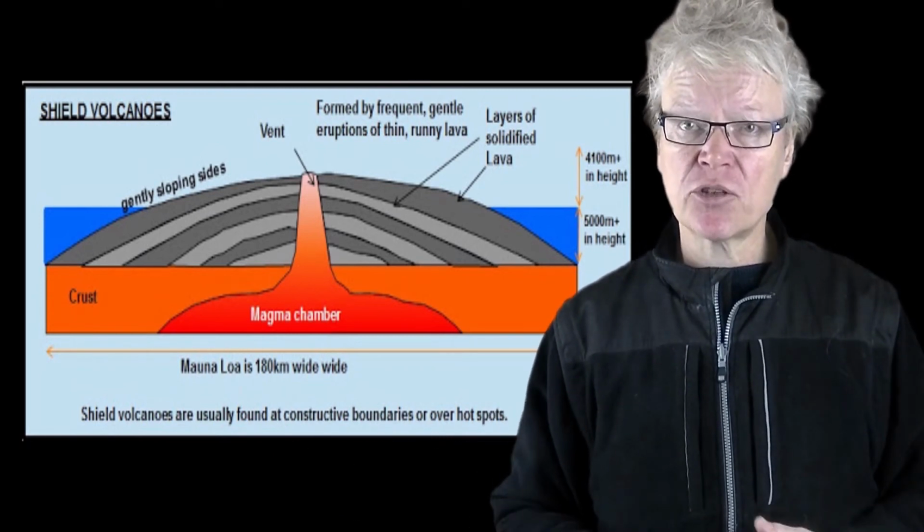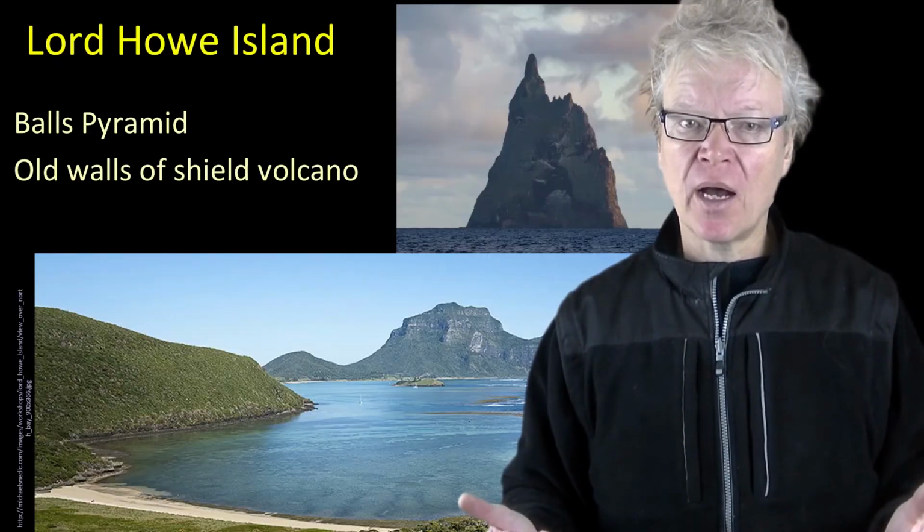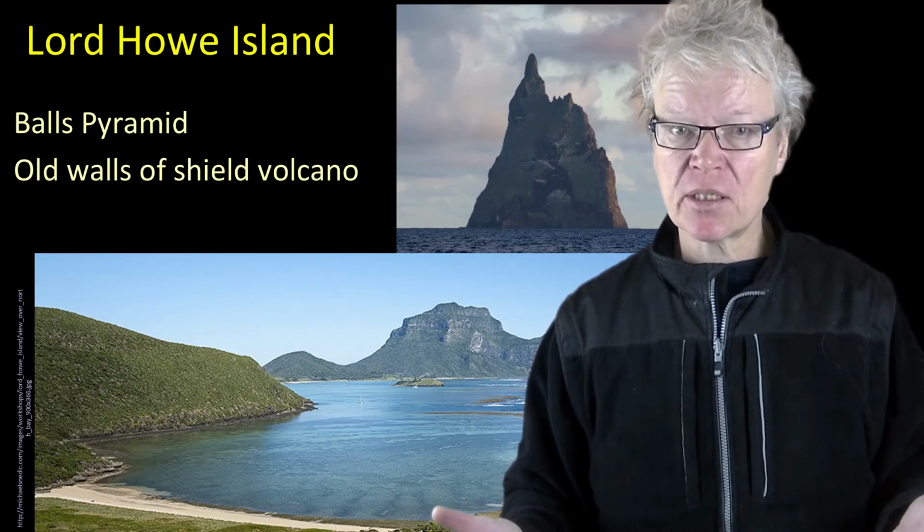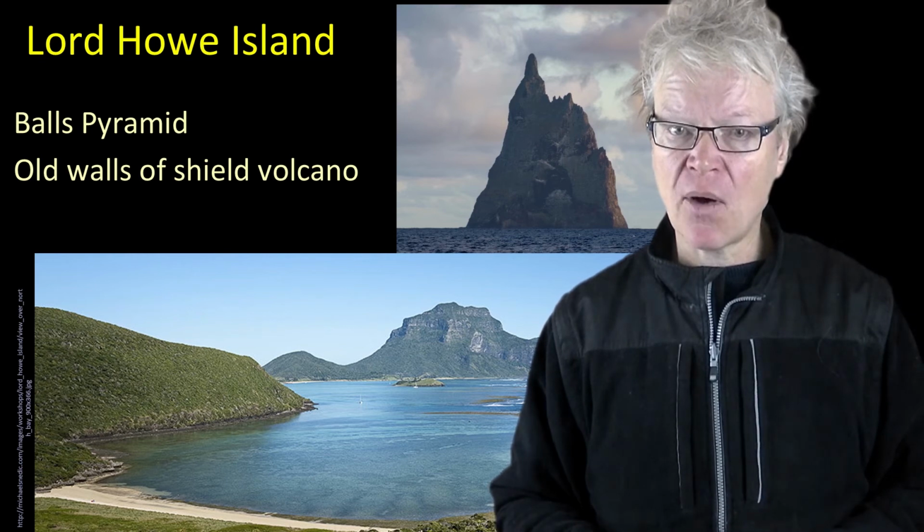Some good examples in Australia is Mount Canobolas near Orange, which doesn't look like much these days, but if you put the original Earth's surface over the top, this is what it would have looked like, or this is an outline of what that particular volcano would have looked like. The next one is Ball's Pyramid, which is near Lord Howe Island.